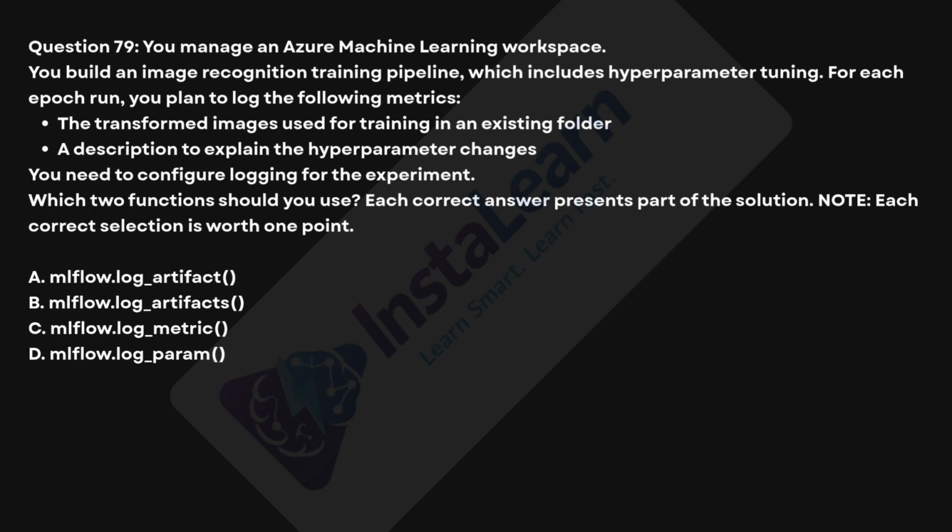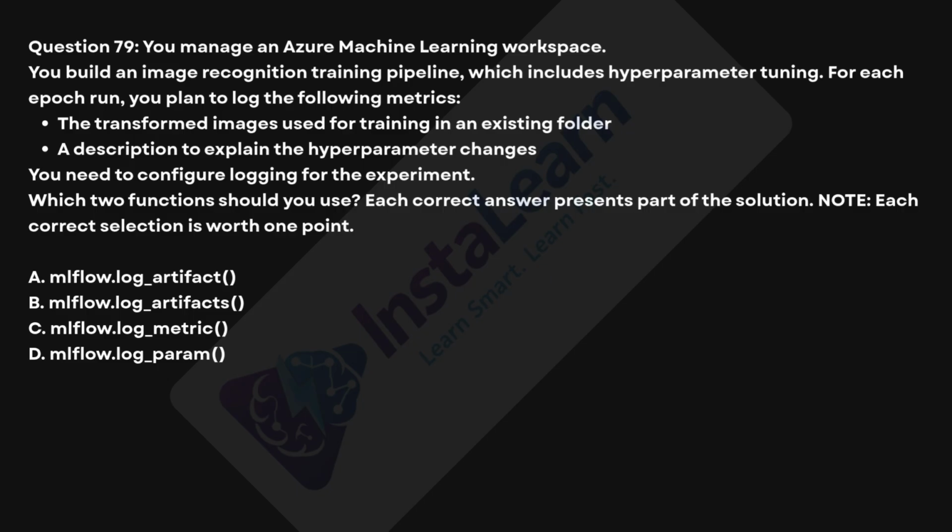Question 79. You manage an Azure Machine Learning workspace. You build an image recognition training pipeline, which includes hyperparameter tuning. For each epoch run, you plan to log the following metrics: the transformed images used for training in an existing folder, and a description to explain the hyperparameter changes. You need to configure logging for the experiment. Which two functions should you use? Each correct answer presents part of the solution. Note: each correct selection is worth 1 point.